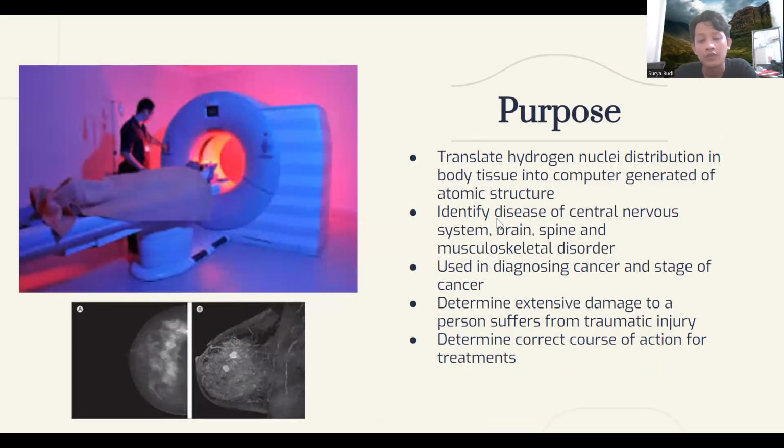The purpose of the MRI itself is to translate hydrogen distribution in body tissue into a computer-generated atomic structure image, and then it is used to identify diseases of the central nervous system, and also of the brain, spine, and musculoskeletal disorders. It is also used to diagnose cancer and how severe the cancer is in the patient's body. And then it can also be used to determine the extent of damage to a person after a traumatic injury.